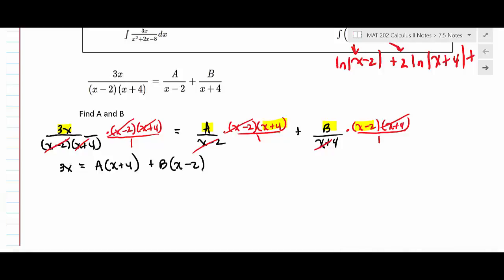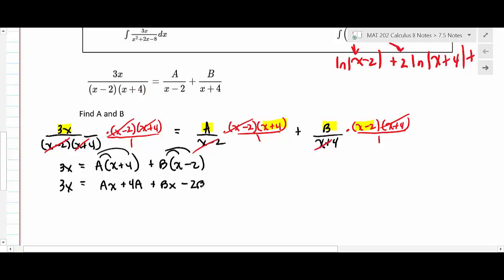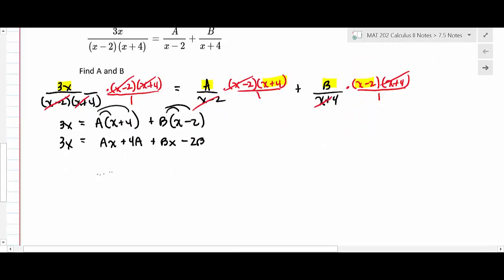Okay. Now, what we're going to do with this, we're going to go ahead and multiply everything out on the right side. So we'll have 3x, and you want to go ahead and do a distributive property, so that's going to be ax plus 4a there. Okay, then go ahead and do a distributive property here. So that's going to be plus bx minus 2b, like that. And then we're going to kind of rearrange this. We equate these coefficients. So here's the part that you got to pay the most attention to, because what I've done there is just kind of basic algebra.